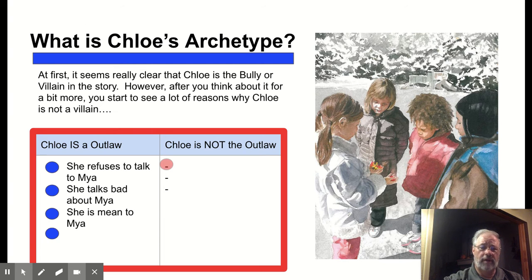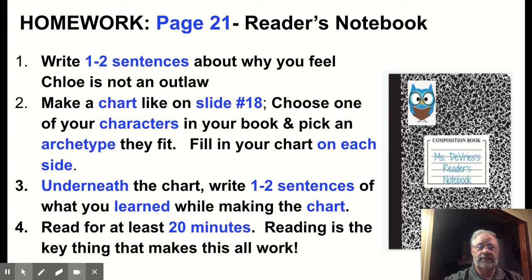And she thought about some things and some events occurred. So we're going to want you to list some of those things that happened and reasons why. You could say, well, maybe she's not an outlaw, or maybe she was at the beginning and she isn't now. Her character changed. So our assignment, okay, we're at that point already. It's 1 to 2 sentences of why you feel Chloe is not an outlaw. That should be the first thing on top of page 21.